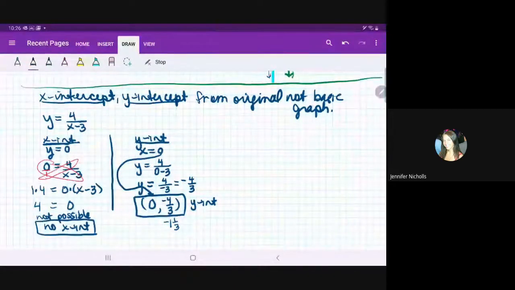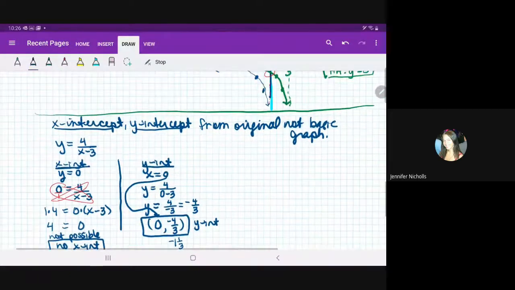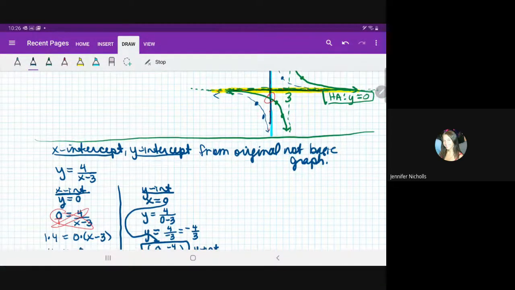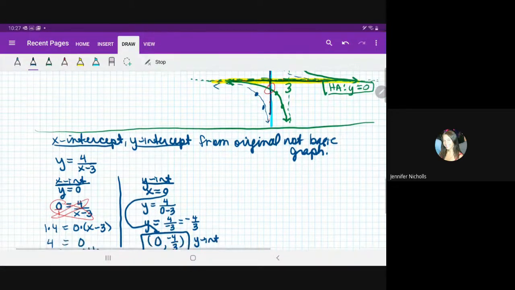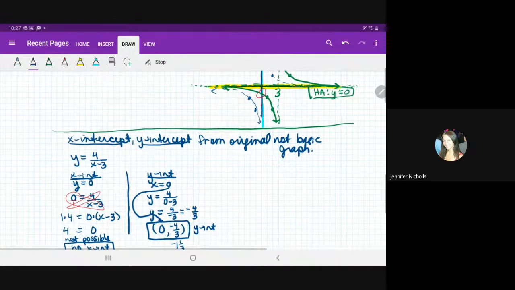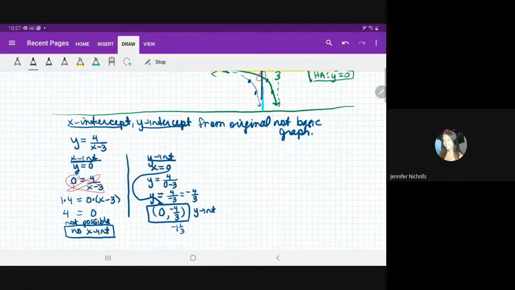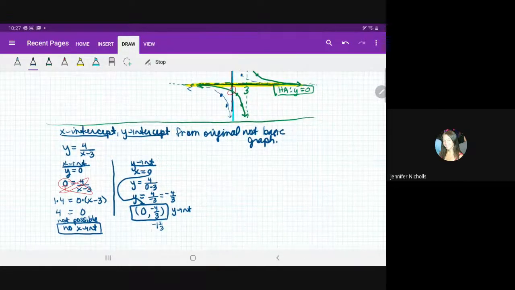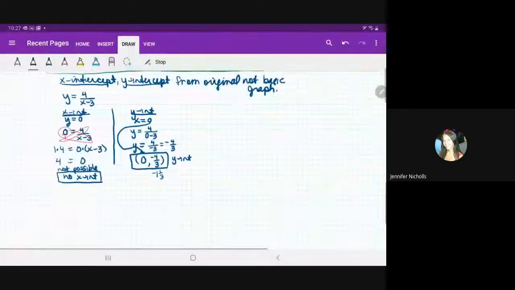Huh. Let's check my picture. Yeah, my green graph never hits the x-axis. So I'm going to agree with that. No x-intercept. Let me move that up so you see it. So there's no x-intercept. Okay, so that's the idea. We have to put in the y equals 0, the x equals 0, and then we have to solve the equations. Okay, so let me list what the homework is.